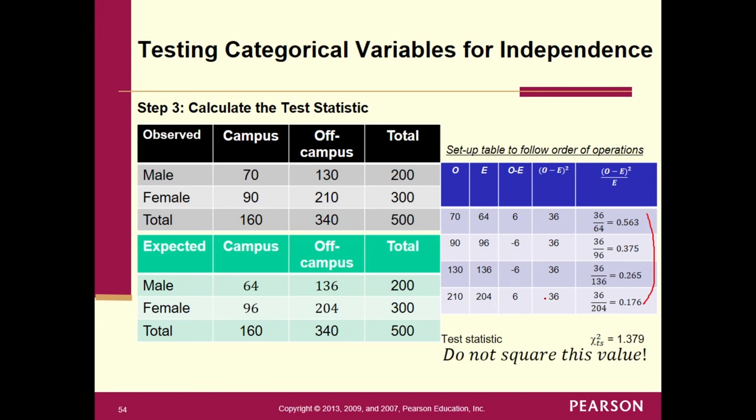Do not square this value. This is just a symbol here, the chi-squared, all right? The squaring has already happened. It happened right here, okay? Don't take the sum and square it, okay? Just sum it, and that's your test stat, okay?